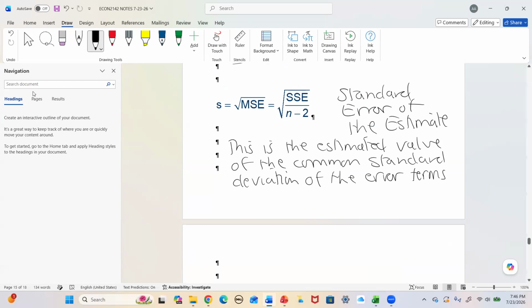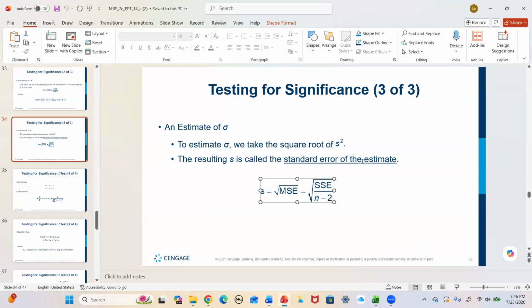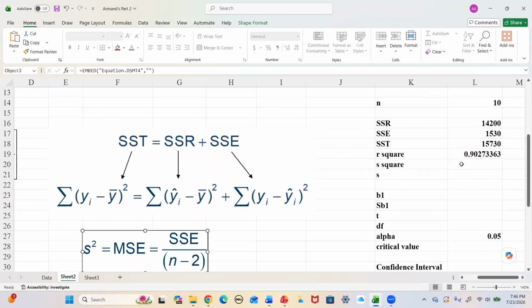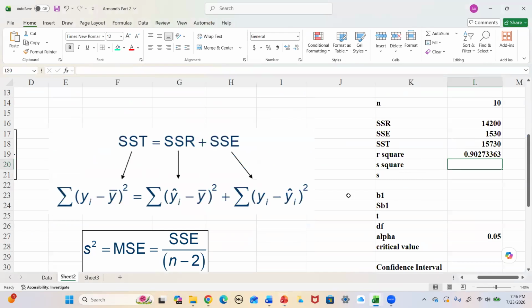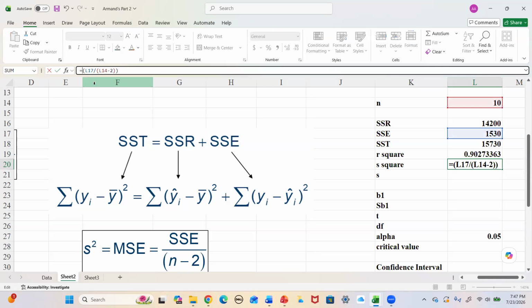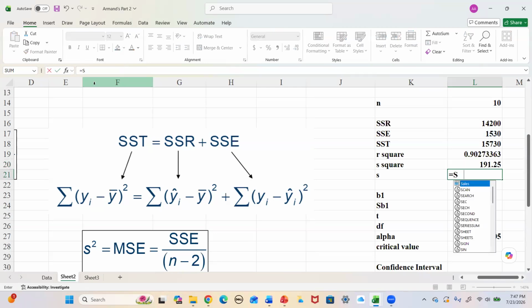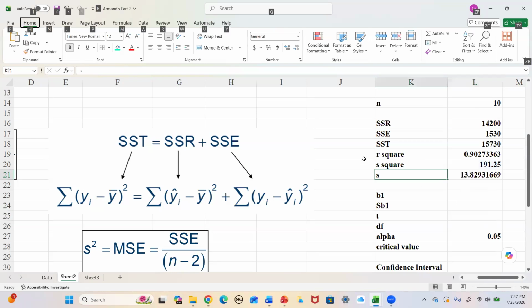So let's do this in the spreadsheet, and let me show you where it's found in Excel. So it's the square root of SSE divided by n minus 2. Oh, sorry, I just realized we don't need the square root there, because they're asking there for S squared, and then we're going to square root it. That's what we're going to get.